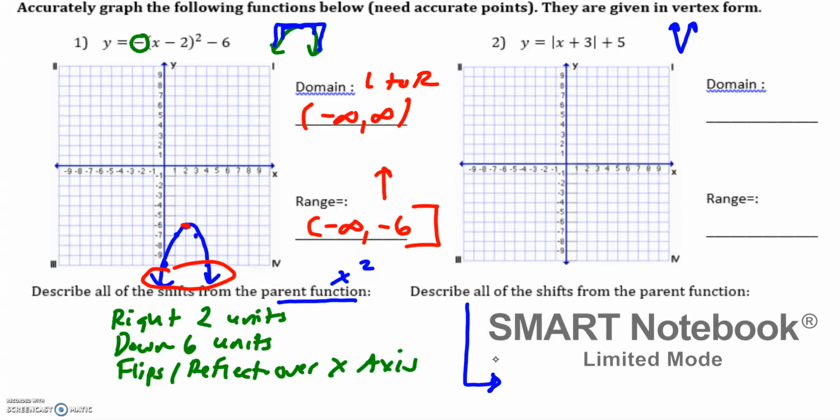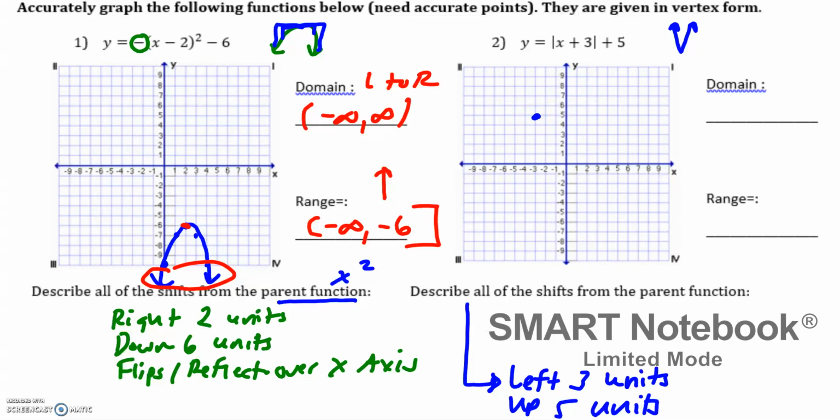Inside is the opposite, so we're moving left 3 units. And then we are going up 5 units. There is no flipping around the x-axis this time. So I would start from 0, 0, left 3, up 5. That would be my vertex.